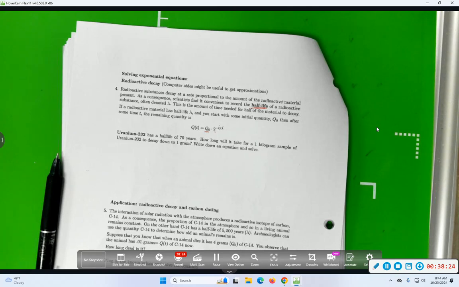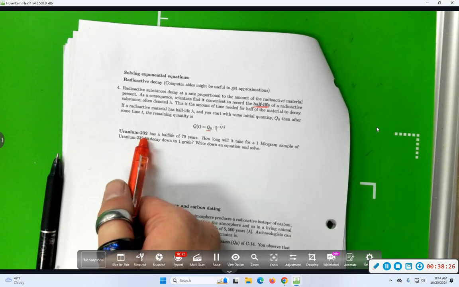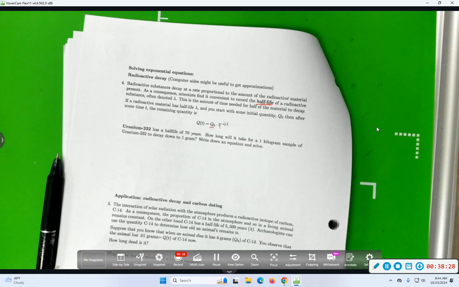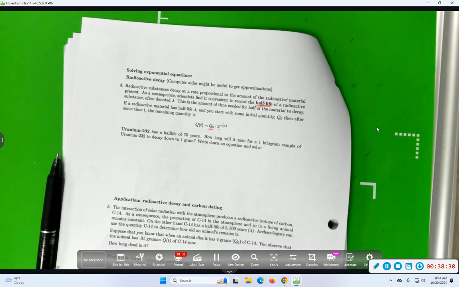So, let's use this. U-232 has a half-life of 70 years. If I give you a 1 kilogram sample of U-232, how long does it take to decay down to 1 gram? So, let's write down some equations that model that.